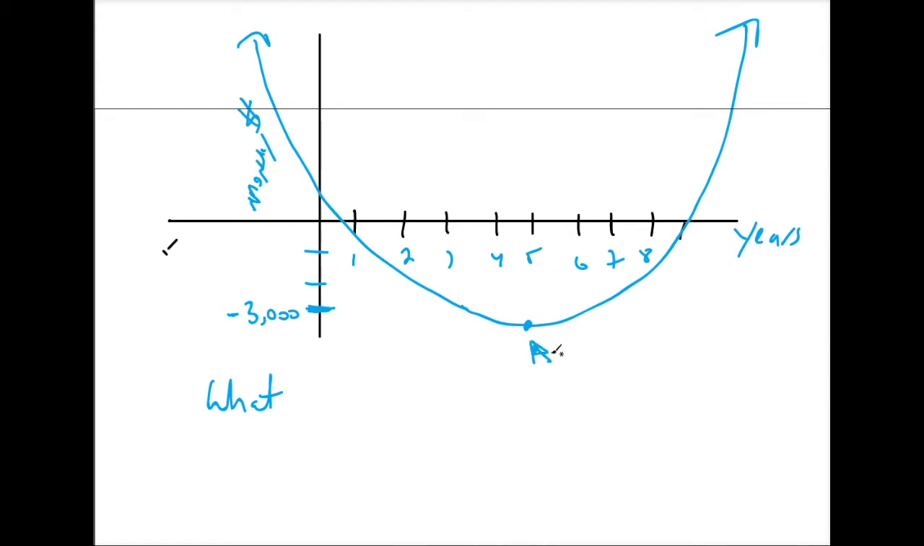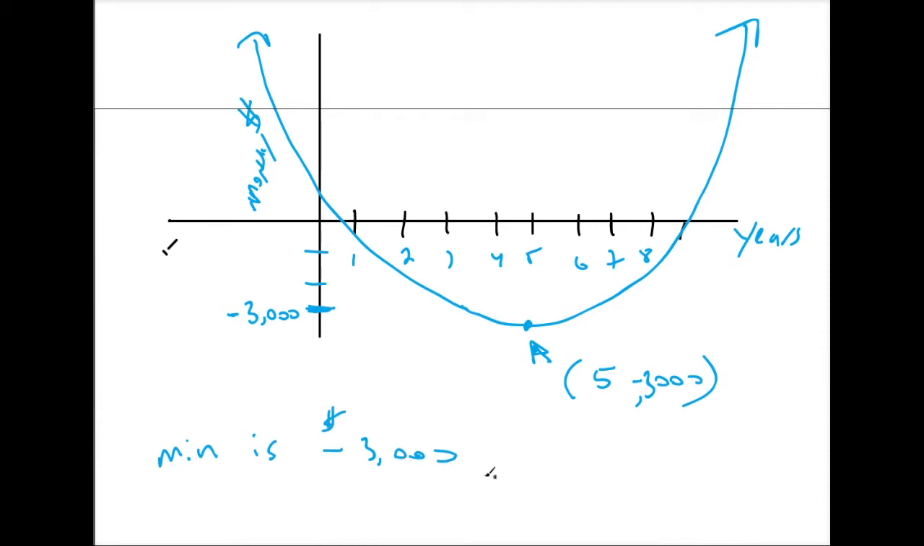Y equals negative 3,000? Well, no, the vertex is a coordinate. So I need to know the coordinate. Oh, so it's x equals 5? No, the coordinate's like this. Oh, okay, so x equals 5 and y is negative 3,000. Yes. Okay, but the minimum, which is basically my minimum amount of money that I made, would be negative $3,000. So the minimum and the maximum value always corresponds to the y.